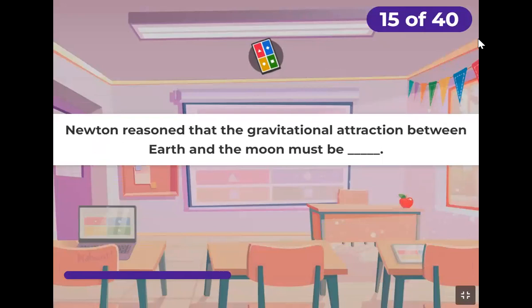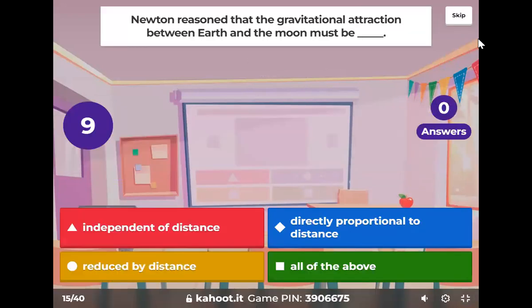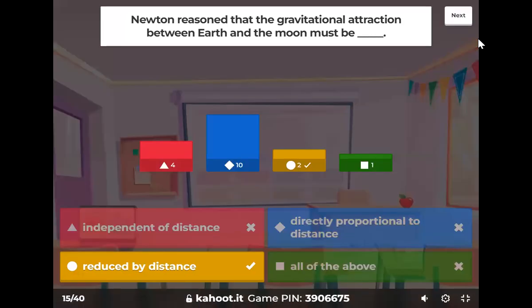Newton reasoned that gravitational attraction between Earth and the moon must be... Okay, so reduced by distance is talking about an inverse relationship. Okay, so what does the phrasing mean?